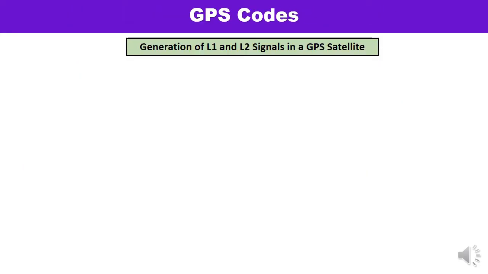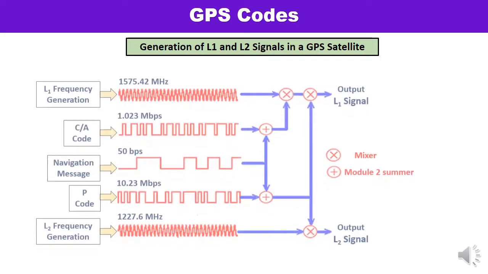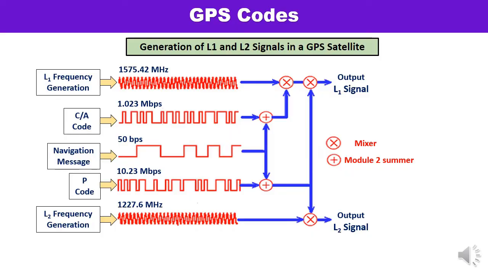Now, let us discuss how the L1 and L2 signals are generated in the GPS satellite. First we need to draw the diagram. This is the diagram via which you can understand how the L1 and L2 signals are being generated. You can see here the L1 frequency generation, L2 frequency generation, coarse acquisition code, precision code, and the navigation message, and at the output we require the L1 and L2 signals. If you observe this particular diagram, let us understand it in more detail.